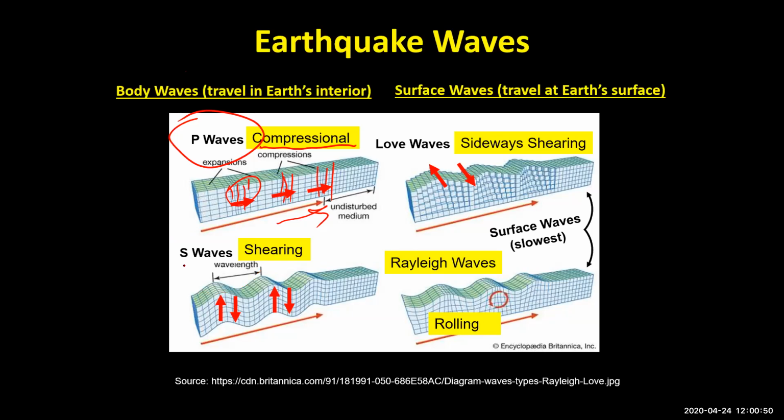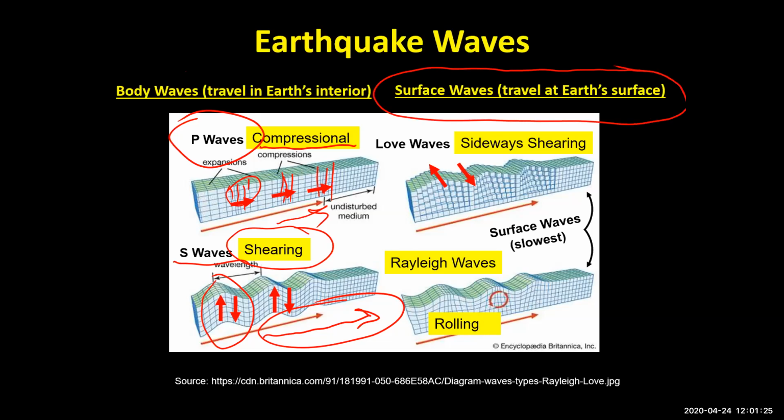That's not true with S waves, which propagate by shearing. So in this case, the wave energy is moving from left to right, but the Earth's interior is actually shearing up and down at a 90-degree angle with respect to the direction that the wave energy is traveling. P waves are a little bit faster than S waves. The P actually stands for primary, and the S stands for secondary.